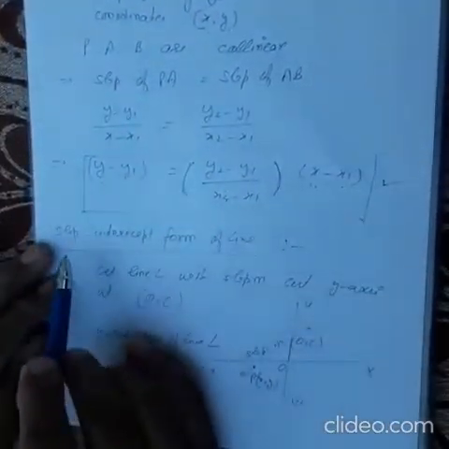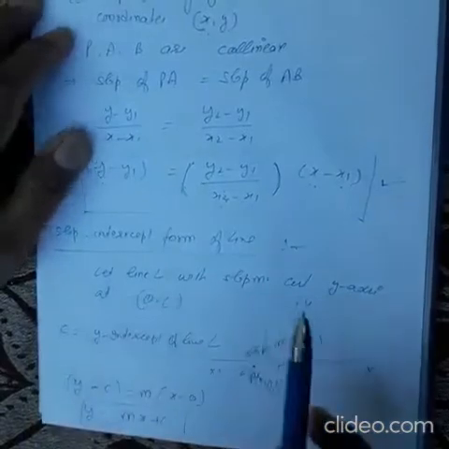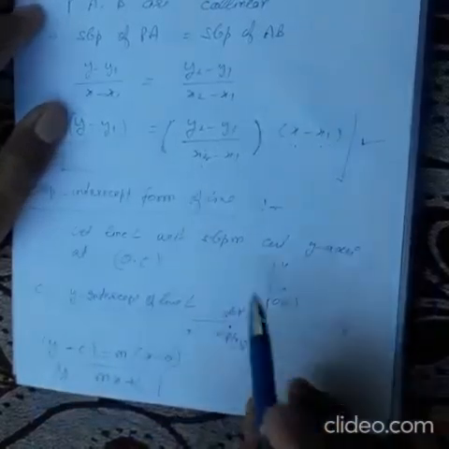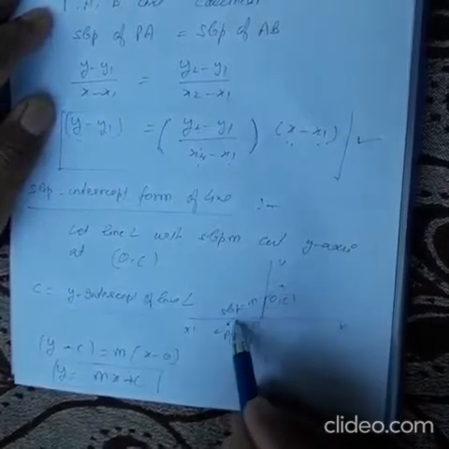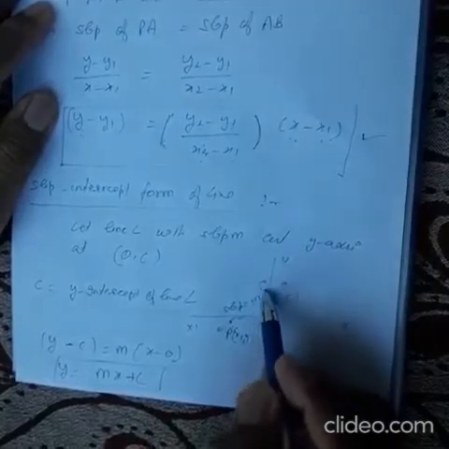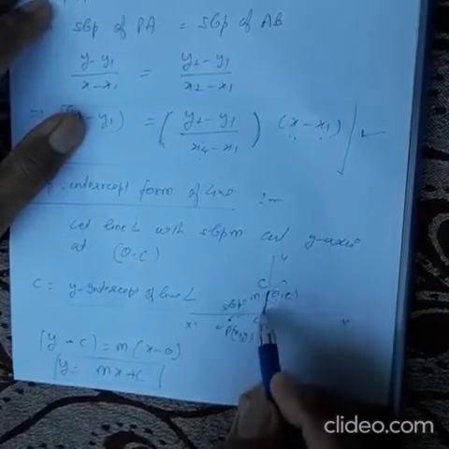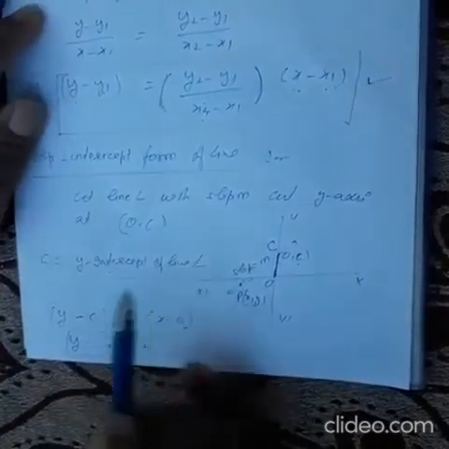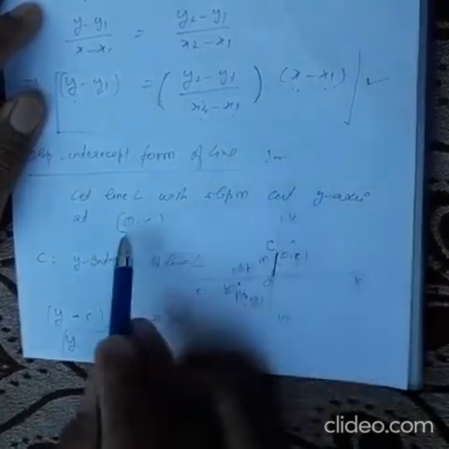Now the third type is slope and intercept form of the line. In this case we are given slope and y-intercept. Consider a line passing through the point 0c, this is the position of the line, and this distance OC, let this point be C, is the y-intercept and the length of the distance is c. So c is y-intercept.